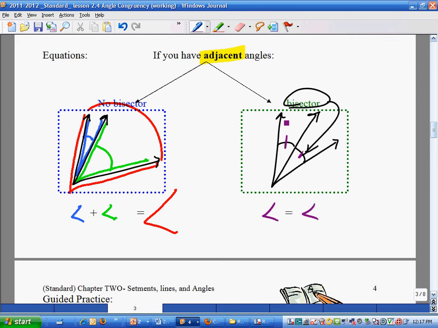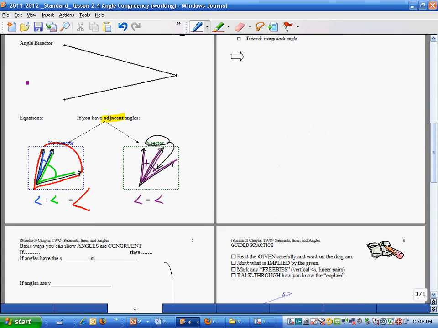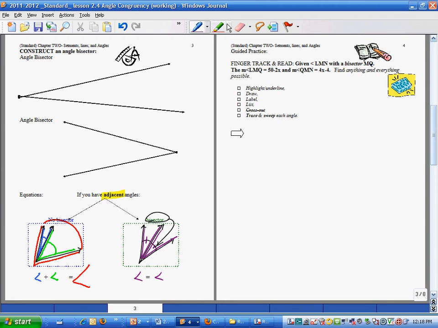Okay? All right, let's check this out. You have a word problem to the right there. I want you to finger track and read this, and then I really want you to use that list. There's a reason why I give you a list there. Highlight, draw, label, list it, cross it out, and make sure you trace and sweep all angles. Go. Take a shot at this problem. Finger track and read out.